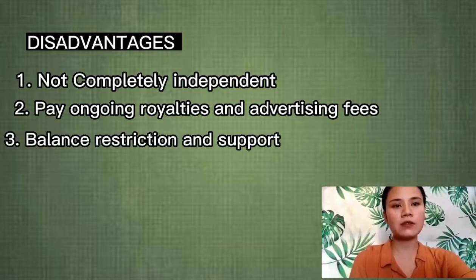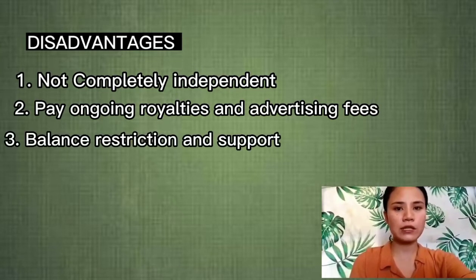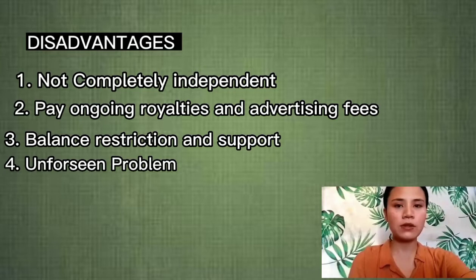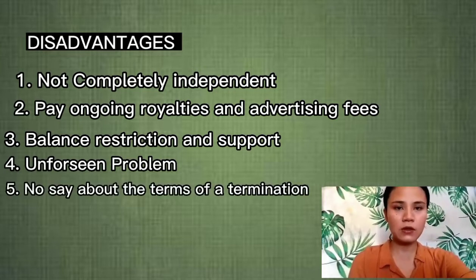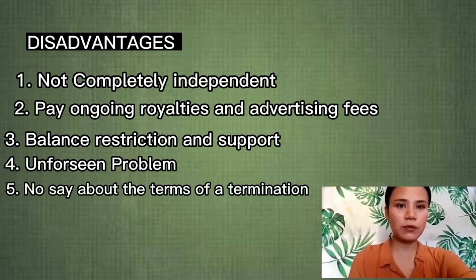So the third is restrictions and support, and the fourth is unforeseen problems. So the fifth is no say about the terms of termination.